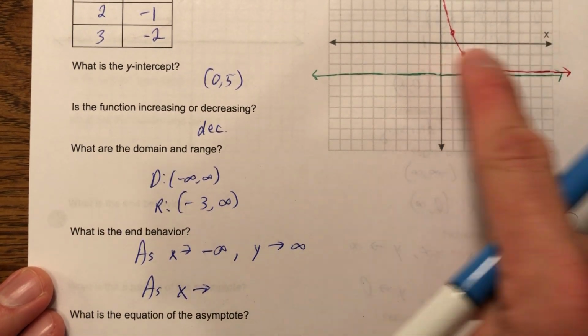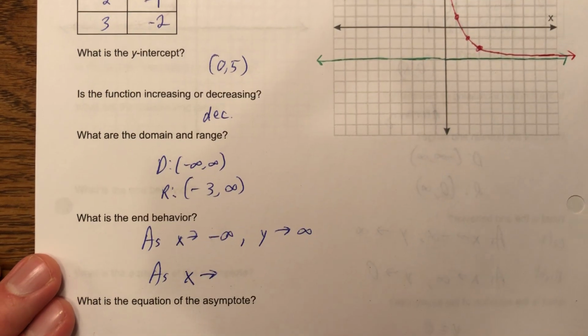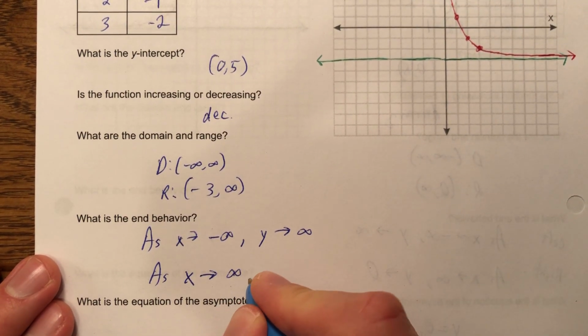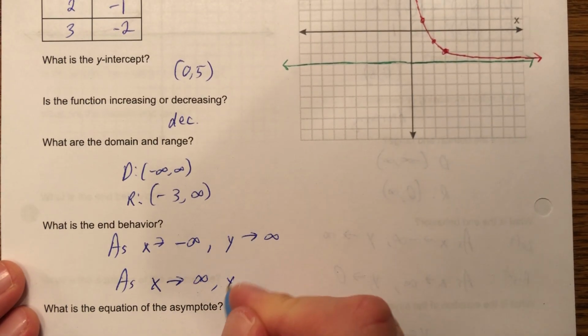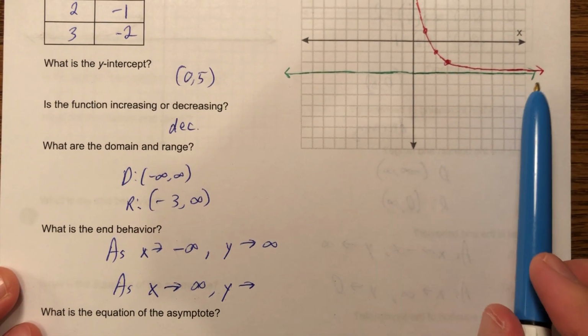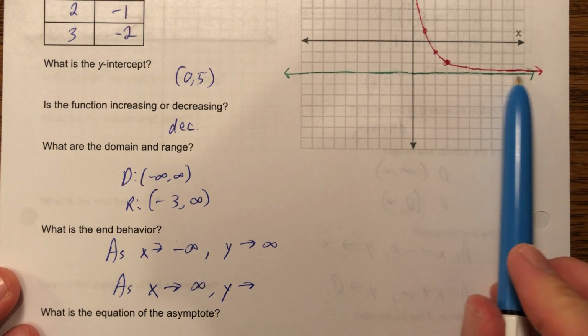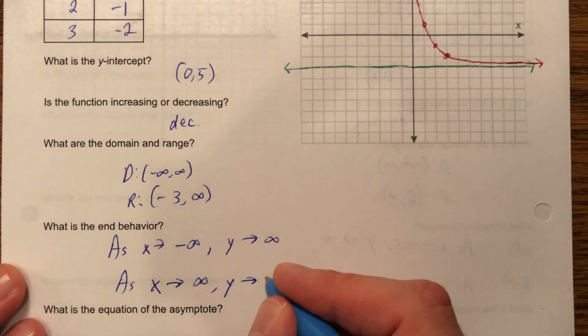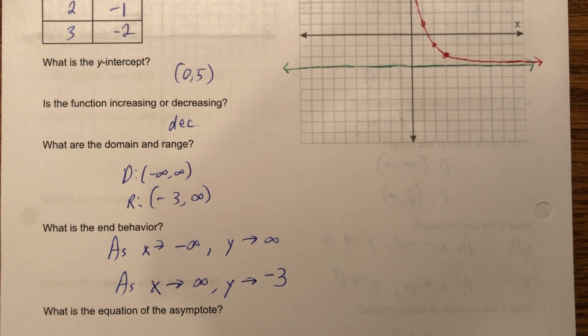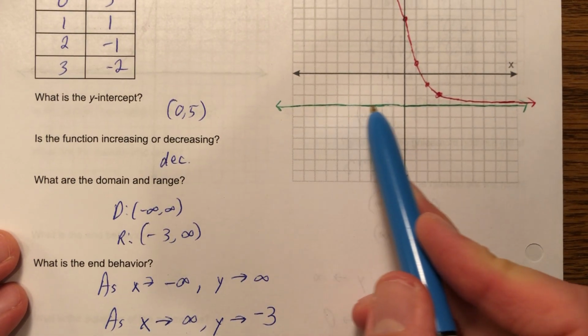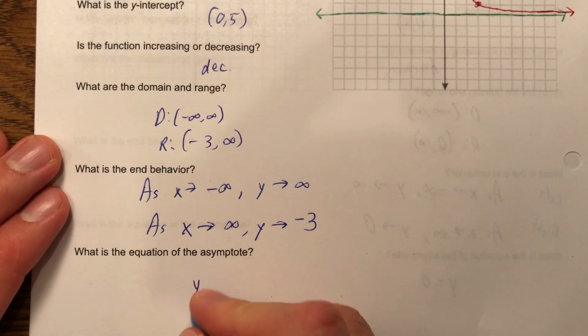As x approaches, okay, going this way now. And I can go this way forever. If I had an infinite amount of ink and paper and time, I could do it. But why would you want to do that? As x approaches infinity, y approaches, oh, okay, well, what's happening? Well, it's leveling off at -3. So y approaches -3. So the equation of the asymptote, I'm glad you asked, is this green line right here, which is y equals -3.